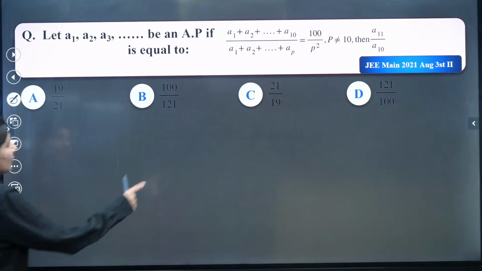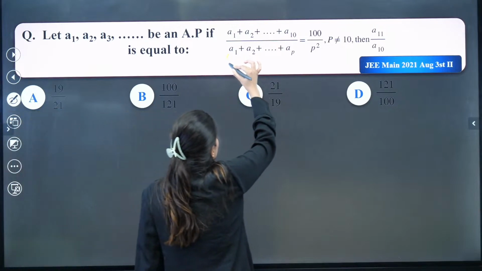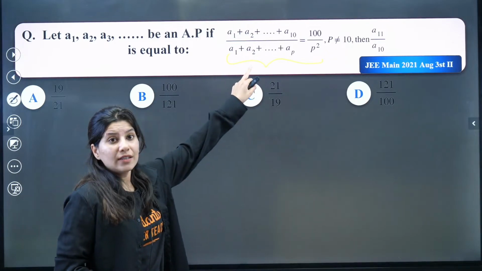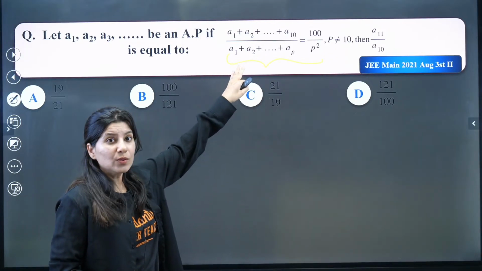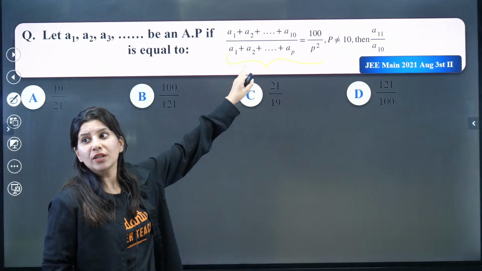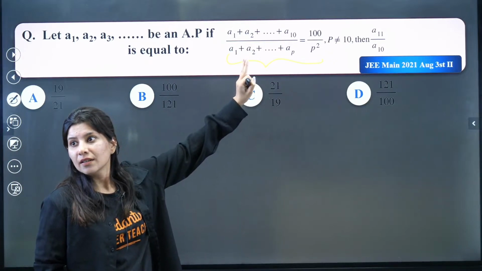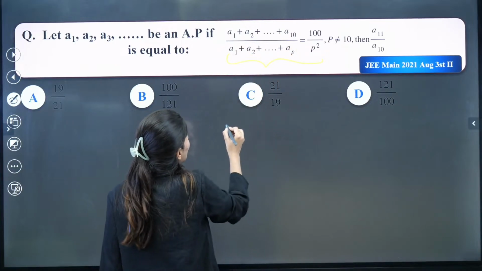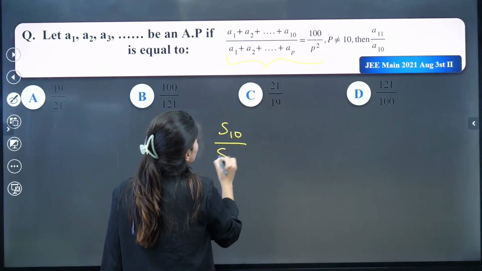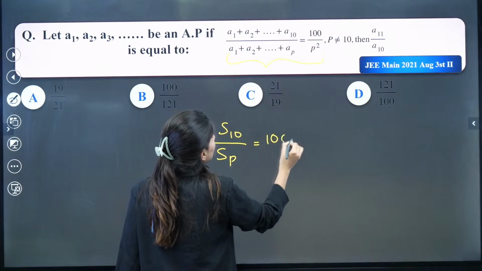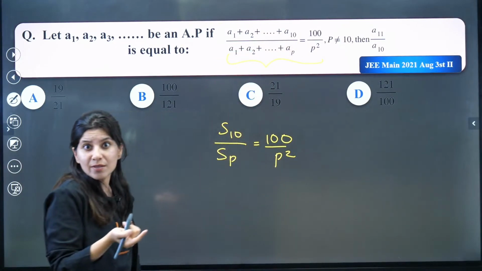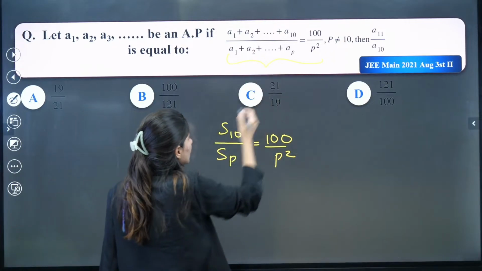Okay, all right. So first of all, let me just decode this. Decoding this is absolutely important in this question. How do you decode it? Okay, all right. So A1 to A10, can you see this is the sum of 10 terms and this is the sum of P terms. This is nothing but 100 by P square. Sum of the first 10 terms of an AP, sum of the first P terms of an AP.